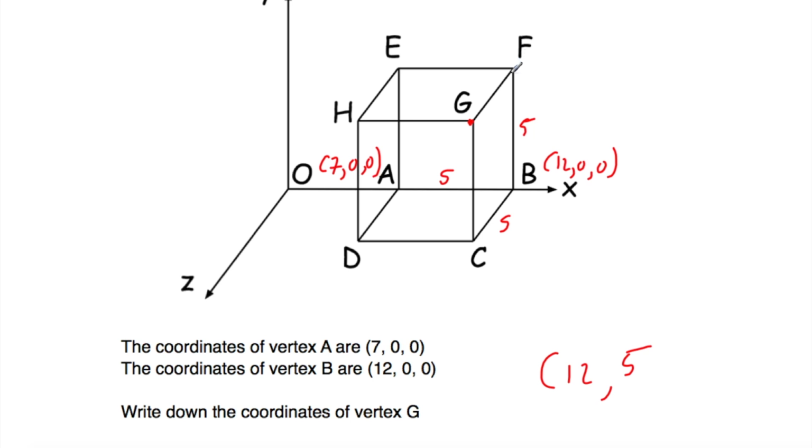And then we're going to be coming forward 5, because obviously all the lengths of this cube are 5, so that'd be 5. And that's it. So the coordinates of this point G would be 12, 5, 5. 12 across in the x-axis direction, 5 up in the y-axis direction, and 5 forward in the z-axis direction. So that's 12, 5, 5, and that's it.